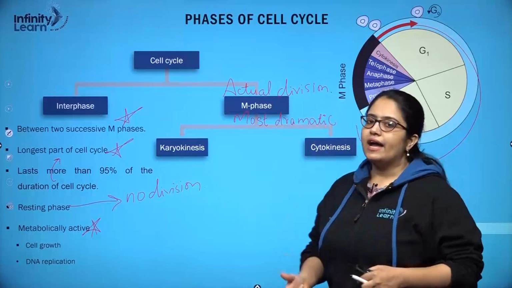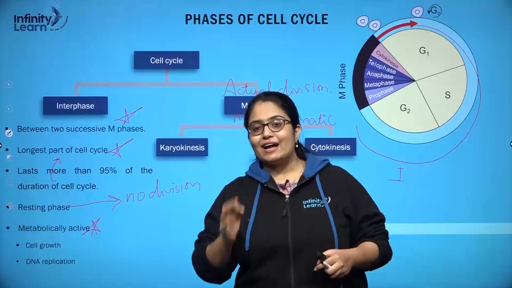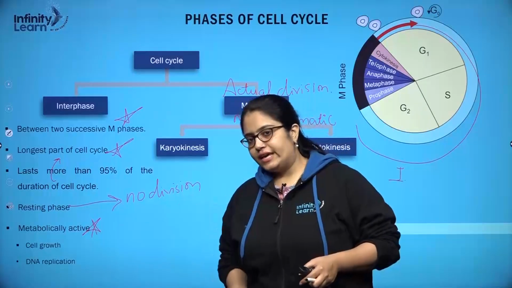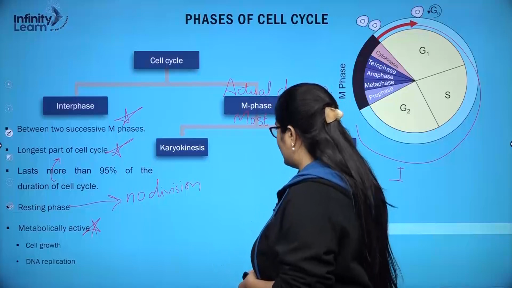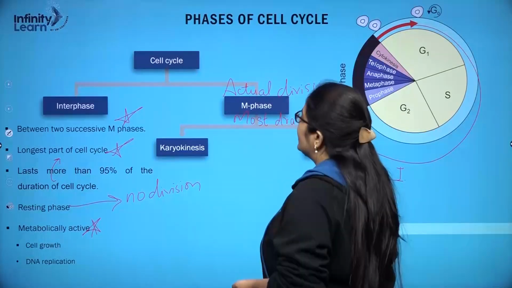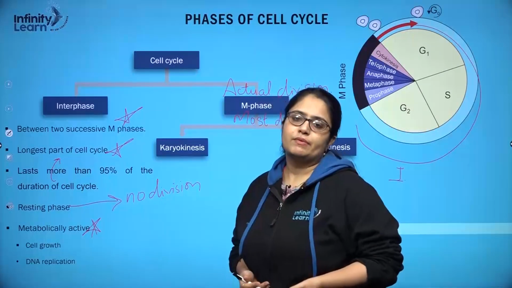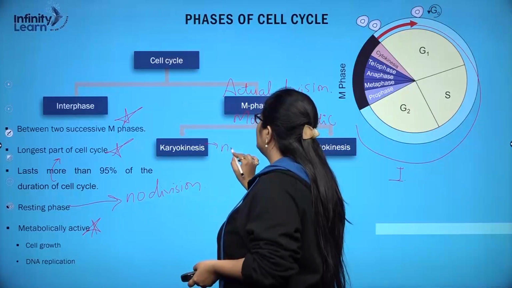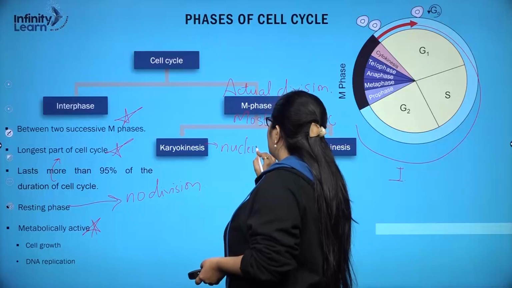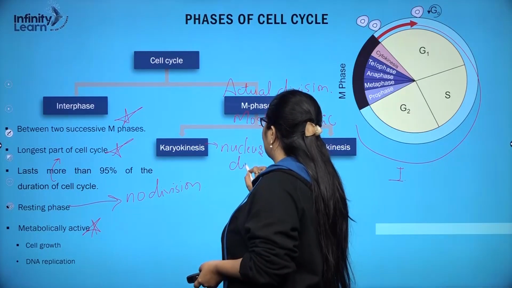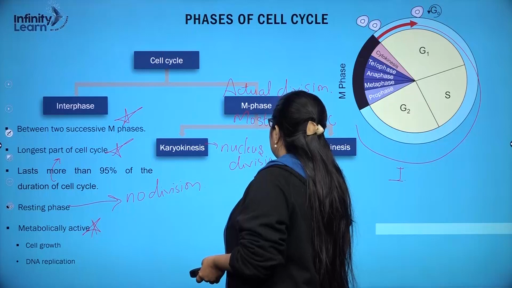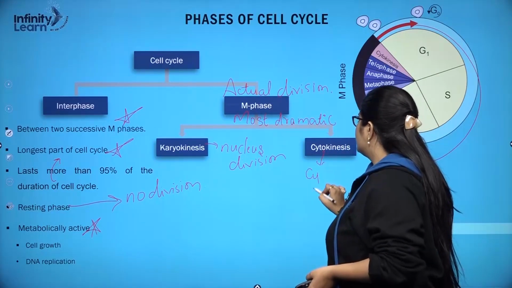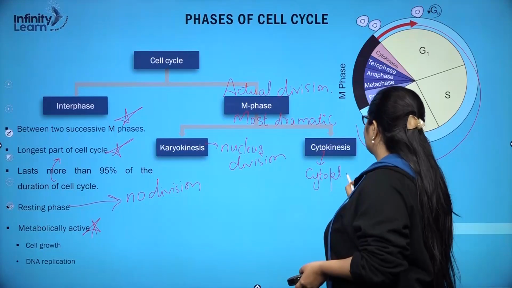And M phase is the phase of the cell cycle where actually cell will divide. It is further divided into two. First is the karyokinesis and another is the cytokinesis. Now as the name suggests, karyokinesis, karyo का मतलब क्या होता है मेरे प्यारे बच्चों? Karyo simply means nucleus, right? So karyokinesis means first of all nucleus will divide. सबसे पहले आपके न्यूक्लियस का डिवीजन होगा एंड देन आपका साइटोप्लाज्म का डिवीजन होगा. साइटोकाइनेसिस मीन्स साइटोप्लाज्म डिवीजन.